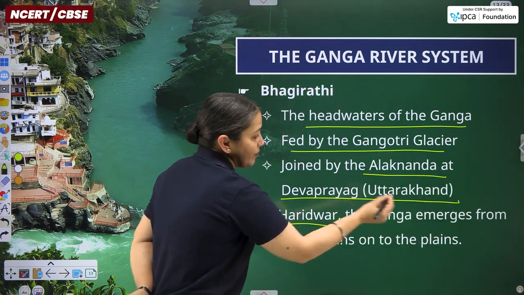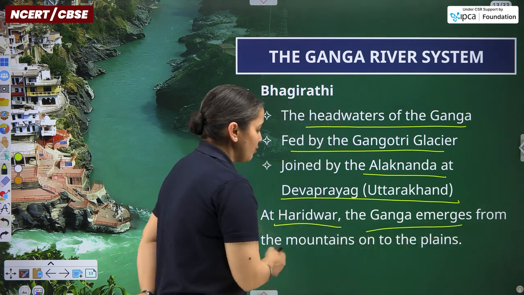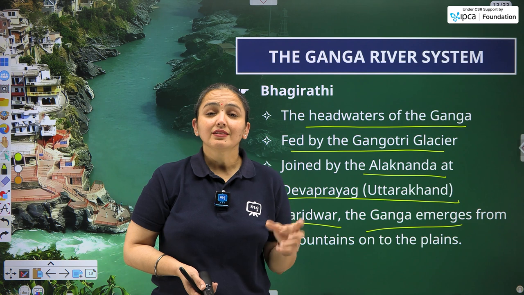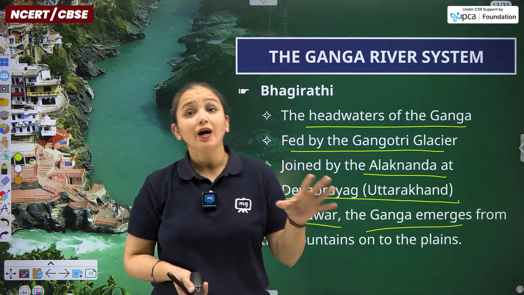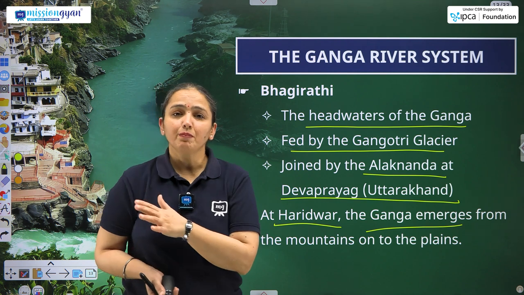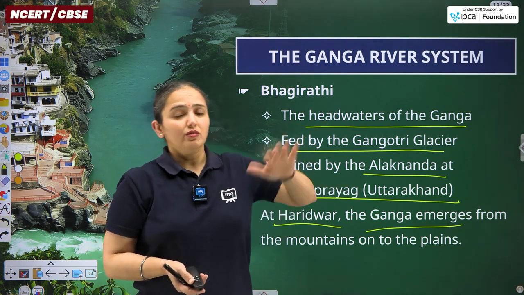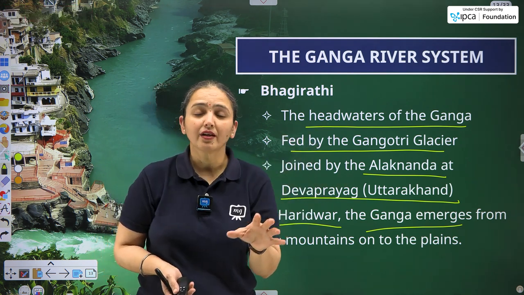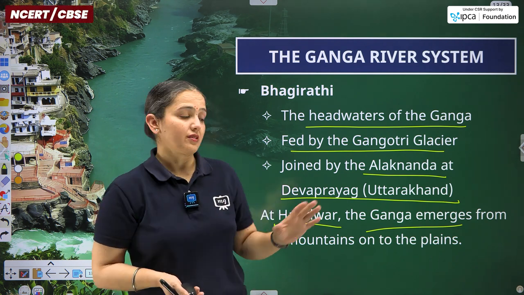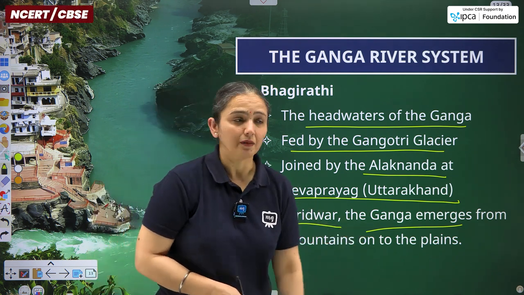At Haridwar, the Ganga emerges its flow from the mountains to the plains. It means till Haridwar, there lies the Shivalik ranges, or the outer Shivaliks are stretched or expanded. Thereafter starts the plains. So as soon as it enters Haridwar and thereafter it enters the plain, there we do consider this river particular as Ganga.